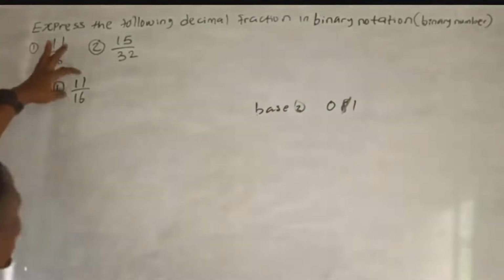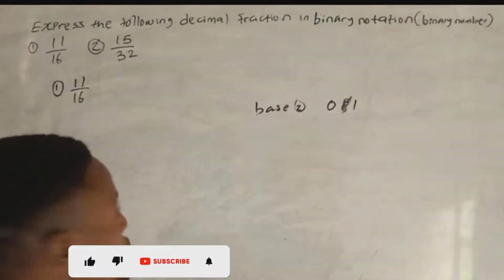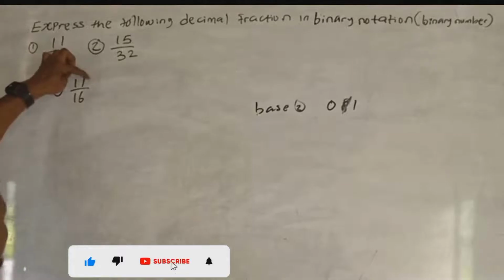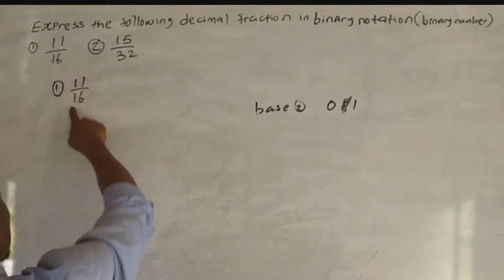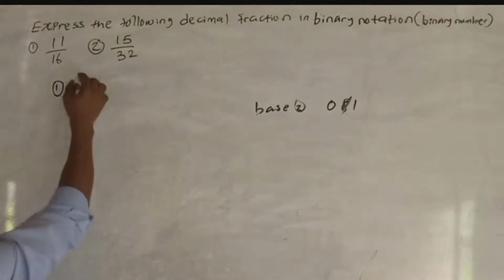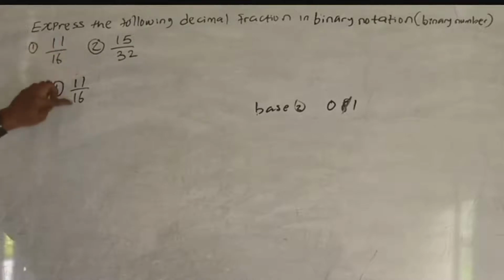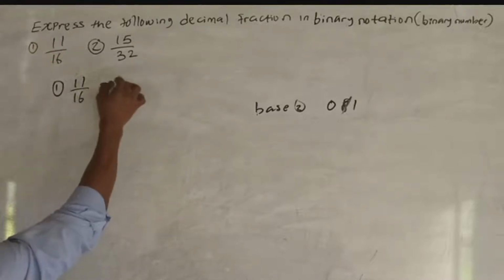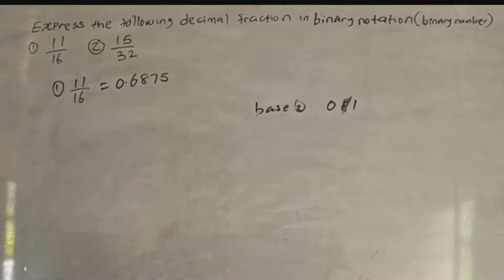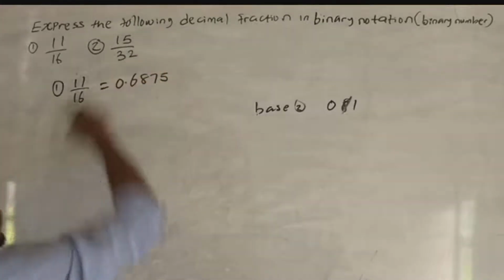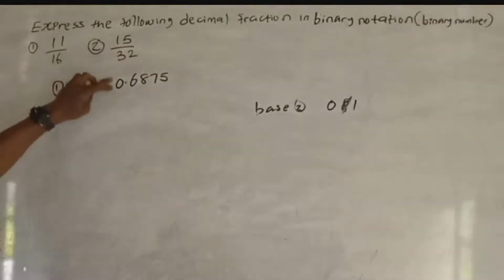So how can you get a number between 0 and 1 in this fashion? The first thing to do here is very simple. You need to convert this fraction to a decimal. So you divide 11 by 16, and we get 0.6875. Now, to get your binary number from this number, you know this number has two parts.